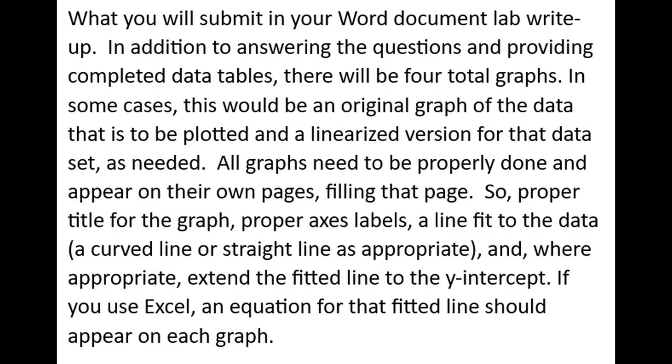All graphs need to be properly done and appear on their own pages, filling that page. So proper title for the graph, proper axes labels, a line fit to the data, a curved line or a straight line as appropriate, and where appropriate, extend the fitted line to the y-intercept. If you use Excel, an equation for that fitted line should appear on each graph.